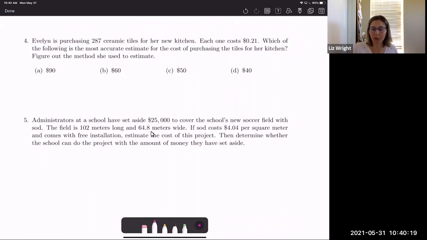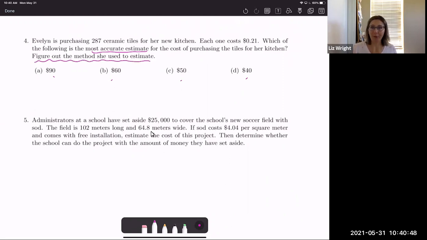Okay, so the first question is, which one is the most accurate? So again, I'm hoping that you've already worked through this problem. If you haven't, pause this video and try it on your own, and then come back and watch this video. But we here are essentially figuring out the answers to two questions. We are figuring out which one of these is the most accurate. And then once we figure that out, we've got to figure out the method that she used.